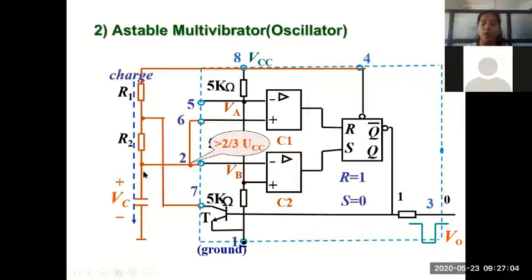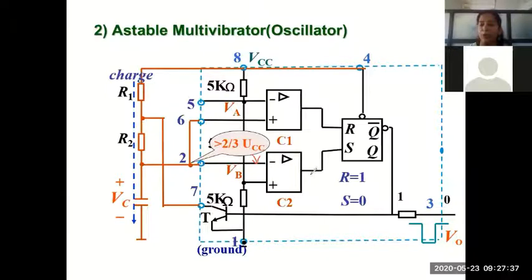So how long do we allow the capacitor to charge? The capacitor can charge until the voltage across the capacitor becomes 2 by 3 VCC. Till that point, you will not observe any change in the output. But when the voltage across the capacitor reaches a value just greater than 2 by 3 VCC, you see the upper comparator inverting terminal will also get this voltage. So the voltage at this terminal will be just greater than 2 by 3 VCC.